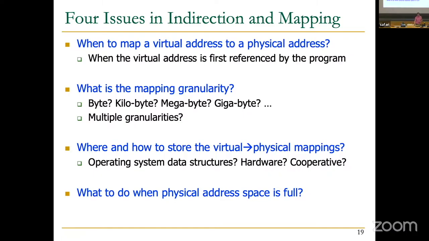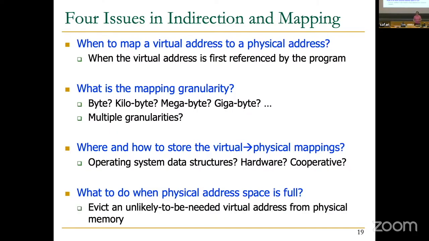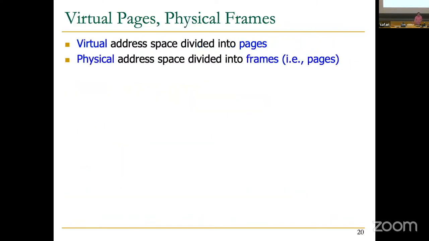So what do you do when the physical address space is full, when your physical memory is full? Well, remember, physical memory is a cache, right? Essentially, evict an unlikely to be needed virtual page from physical memory and fix the mappings in the page table. That's the idea, because the page table is a tag store, right? Okay, so basically, if you think about physical memory as a cache and the backing store as the next level, and the page table as a tag store, all of this becomes easy, in my opinion, because we've already seen caches. Okay, so let's go into a little bit more detail. Virtual address space is divided into pages.